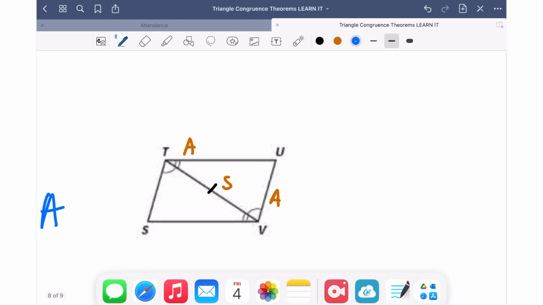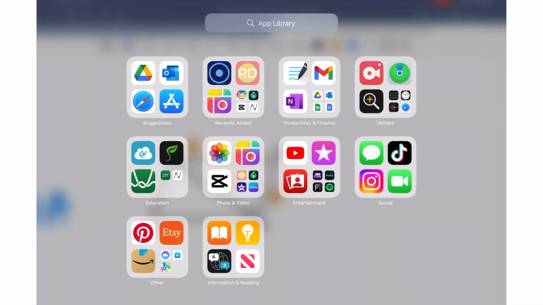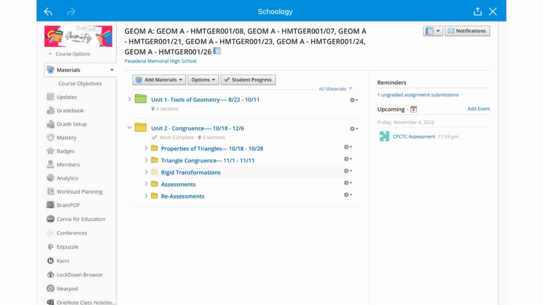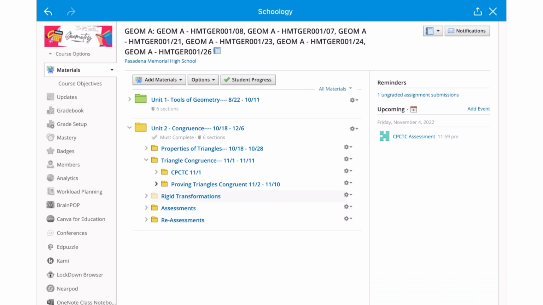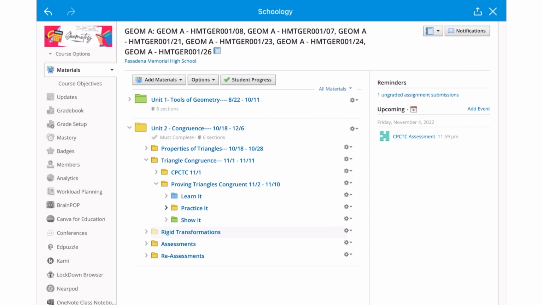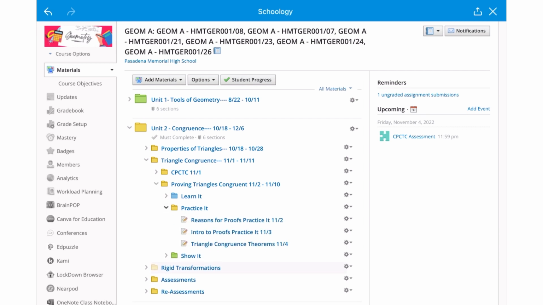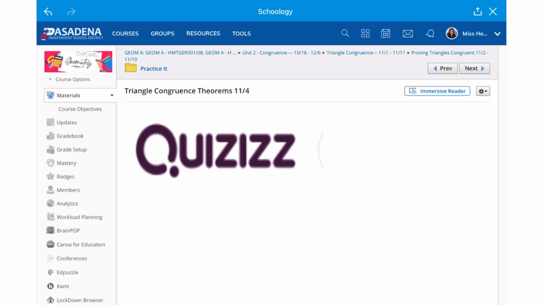So right now, when you're done, please glue your notes and then go ahead and go to Schoology so that you can do the practice. You're going to go to this folder, go to Triangle Congruence, and then you're going to go to Proving Triangles right here where it says November 2nd to November 10th. And then you're going to go to Practice It. It's going to be this one, November 4th. And it is going to be a quiz. So press it, and it'll take you to it. All right.